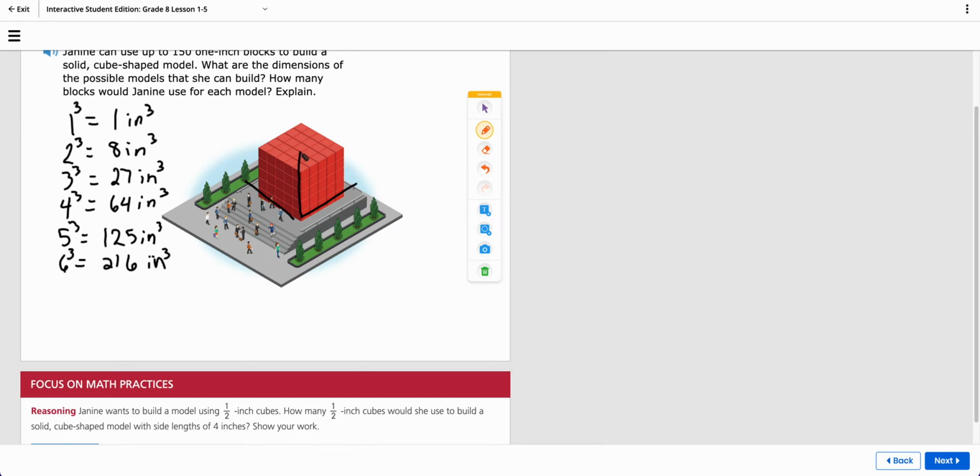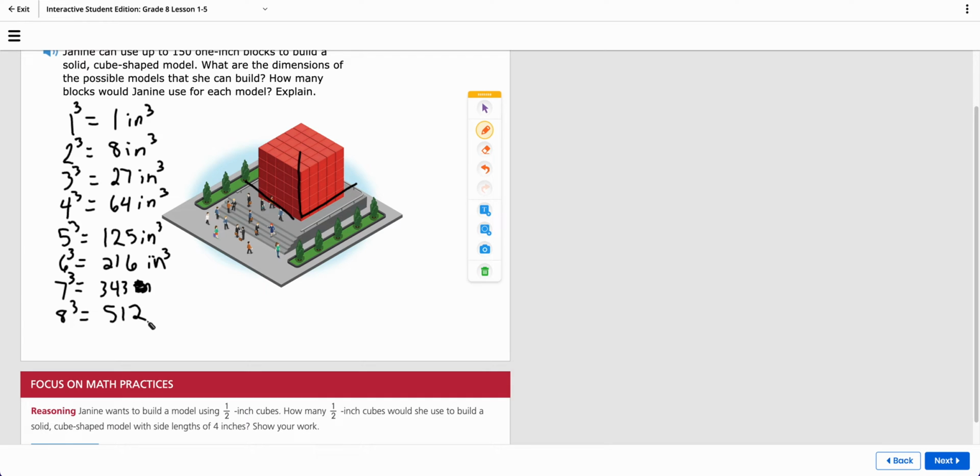So what number do we need to cube? 8, we need to cube 8. So 7 cubed is 343, and we're not going to do the inches anymore, because we're just talking about cube numbers right now. So then 8 cubed is 512.